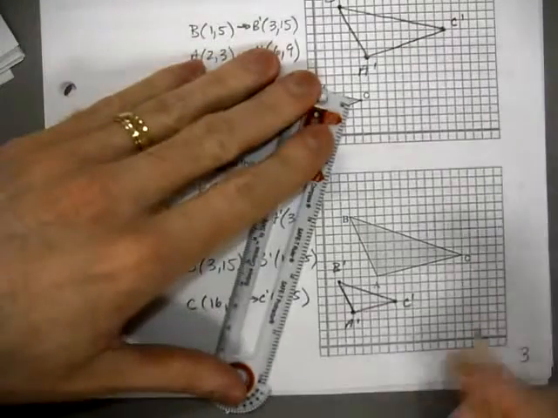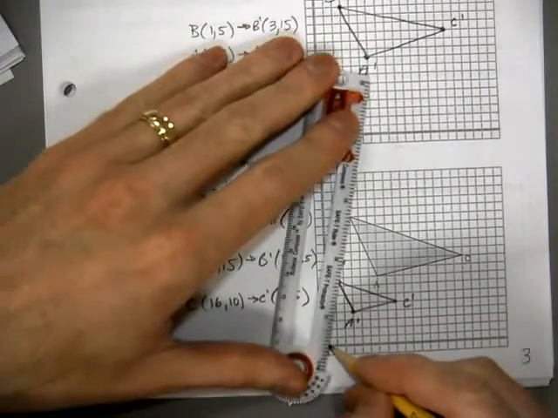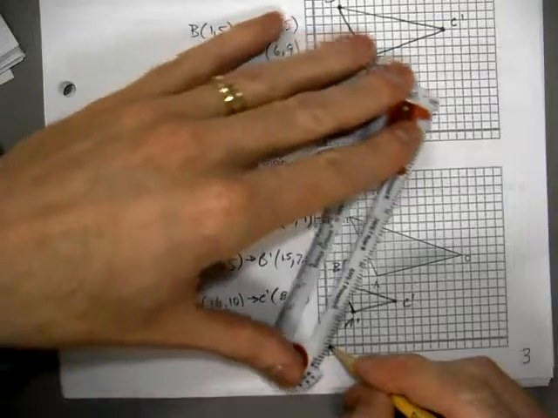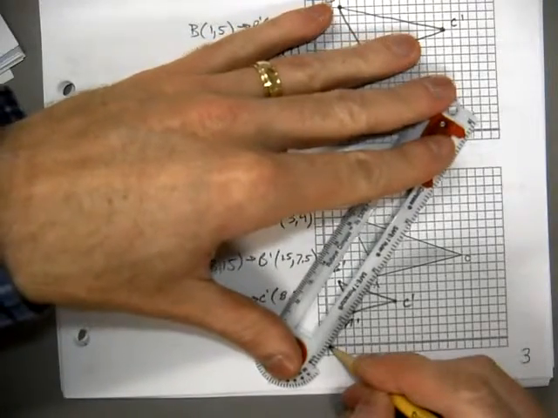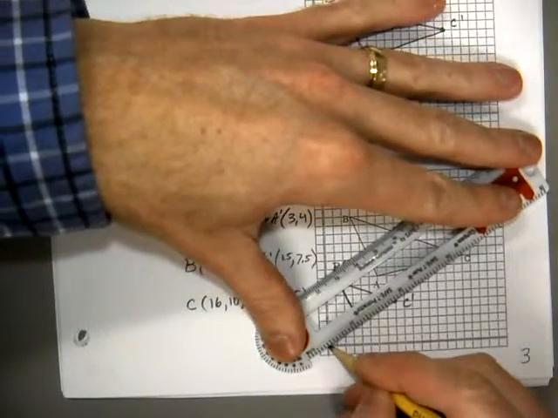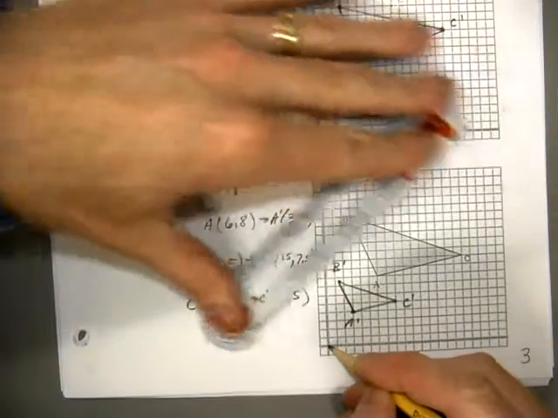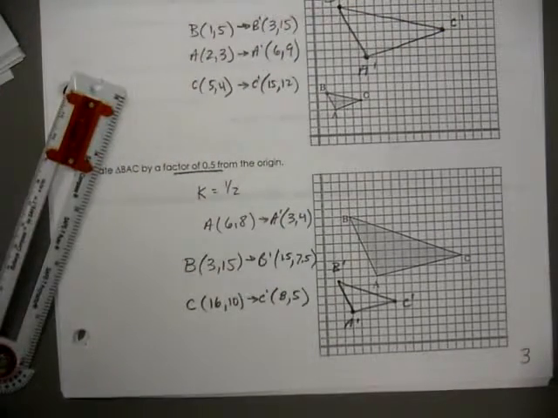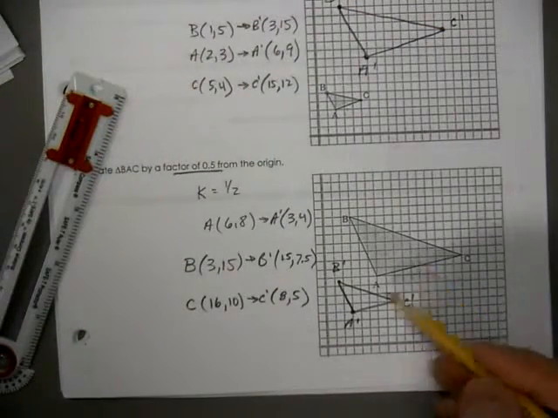Remember that the points should be collinear with the origin. The B's all line up, the A's line up in a straight line, and the C's all line up in a straight line. This is a dilation. The shape got smaller.